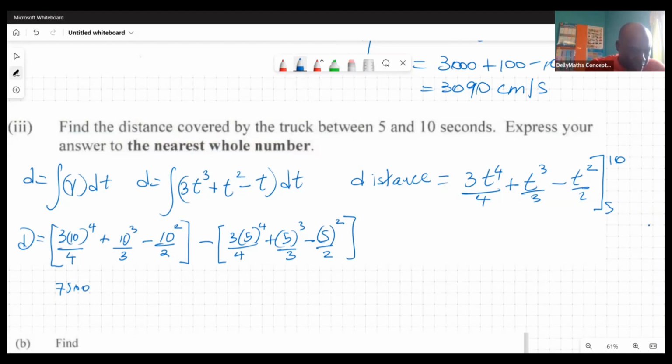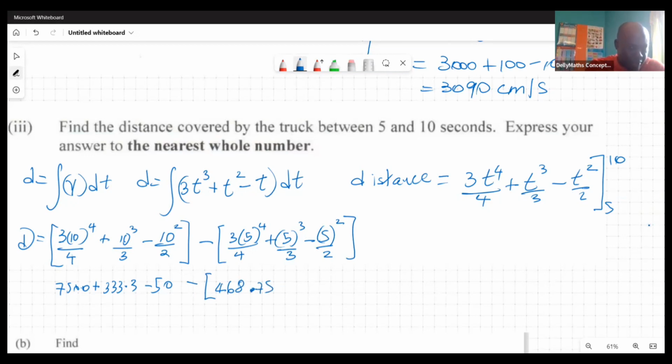1,000 divided by 3. This piece is 30. So we have 333.3. 100 divided by 2 is 50. This is a 50. And subtract. Let's see what we get here. 5 raised to the fourth, 625 times 3 divided by 4. This is 468.75.